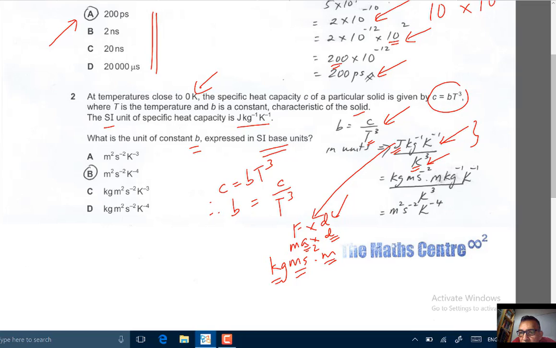And then I have a per kilogram here, and then I have per Kelvin here, and then I have K cubed at the bottom. Now this kilogram and this per kilogram will cancel, and I'm left with, in the numerator, meter per second squared times meter, and then I have K to the power of minus 1 over K to the power of 3. You clean this up, you'll get meter squared per second squared, K to the power of minus 4, and your correct response is B.